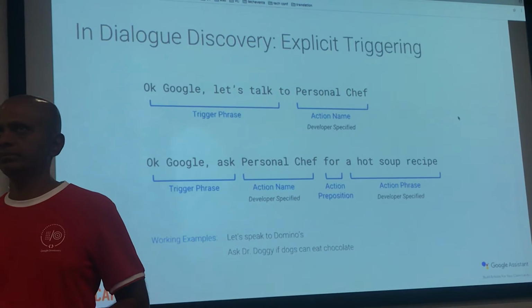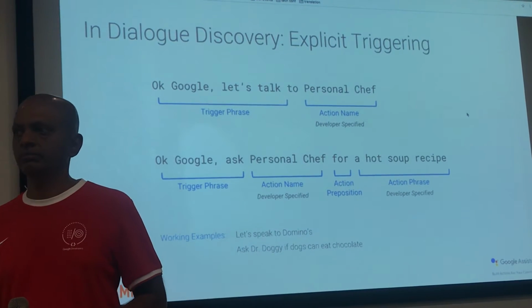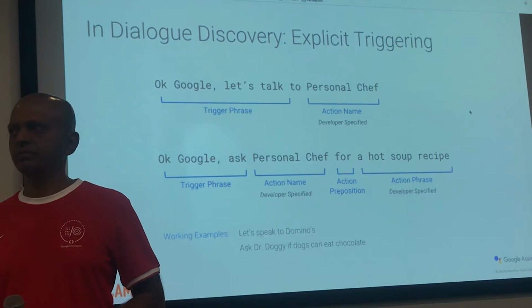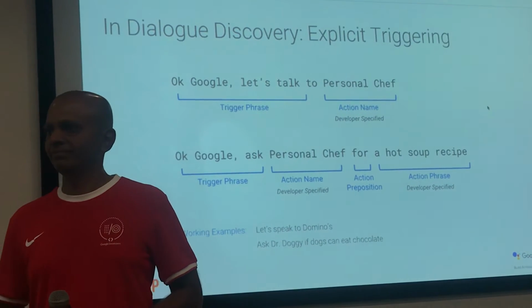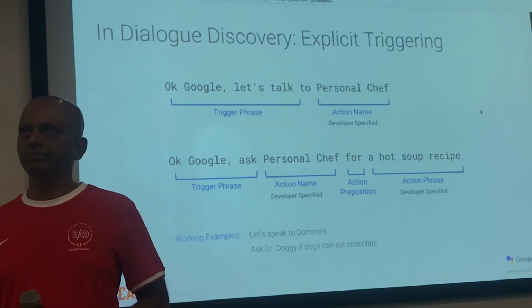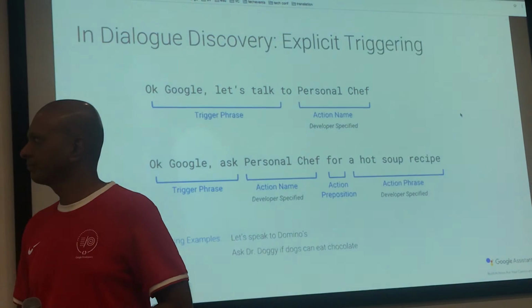There's another way where you can actually ask a question, so you're doing it all in one step. You say, okay Google, ask personal chef for a hot soup recipe. That way, it's going to take you straight into the conversation and follow it up with your protein, because that's what you need. So there's that way to be able to use your action.